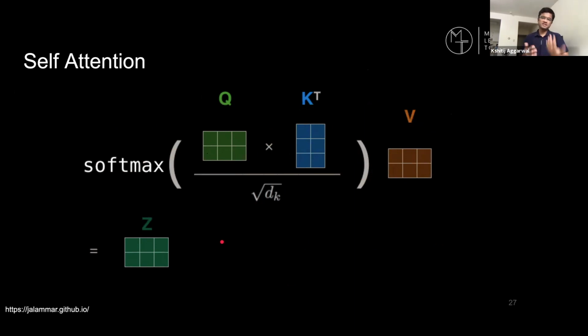As you can see, because these are matrices, you don't have to do it word by word. You can just do it for both the words together, and because these are matrix operations, you can parallelize it.